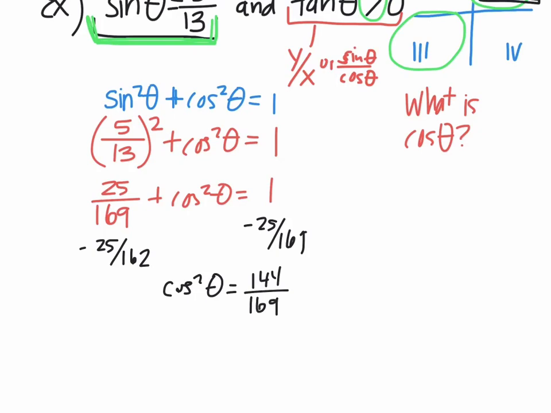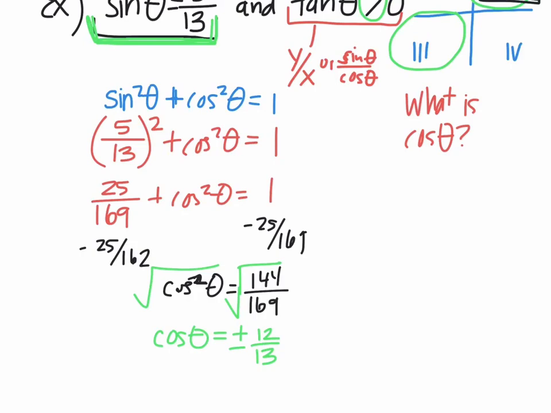So if I'm trying to solve for cosine, I need to get rid of the squared. So I do that with a square root. So square root both sides. Now technically, if I'm taking the square root of both sides, this could be plus or minus. The square root of 144 is 12. And the square root of 169 is 13. So I actually know that cosine is either positive 12 over 13 or negative 12 over 13.